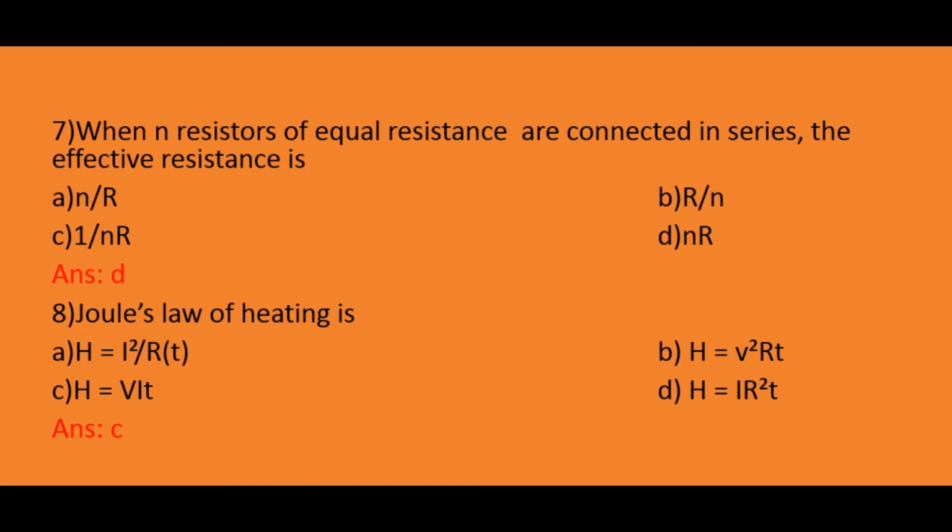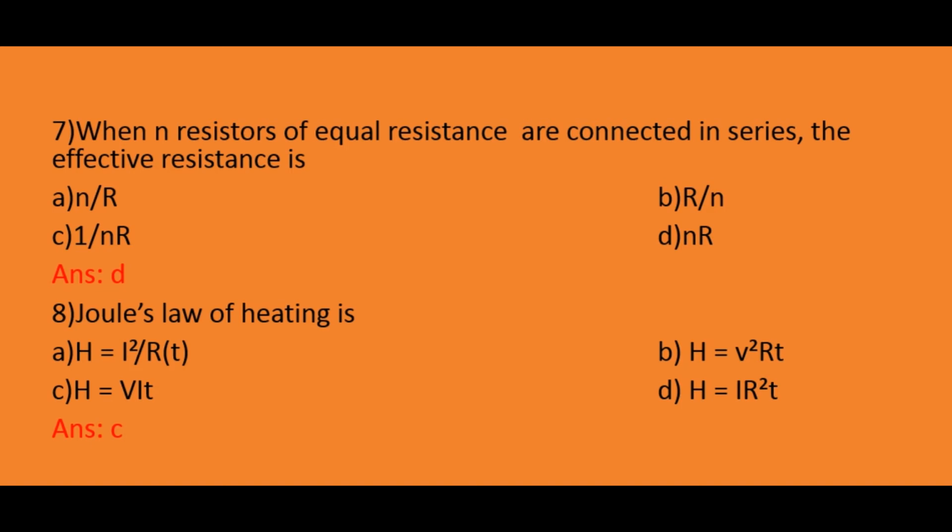That is nR. The next one is: Joule's law of heating is H equal to VIT. That is, the amount of heat produced in time T is given by Joule's law of heating, H equal to VIT.